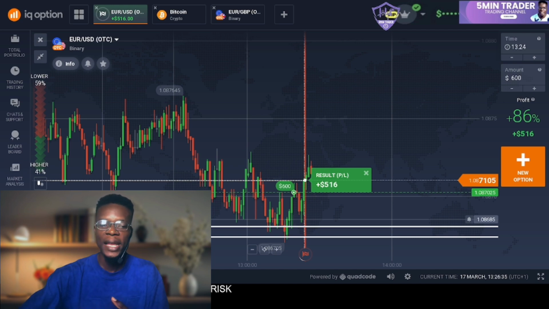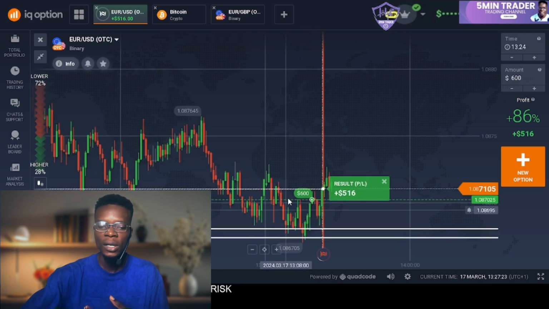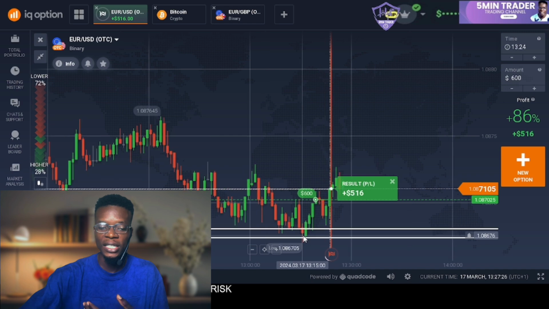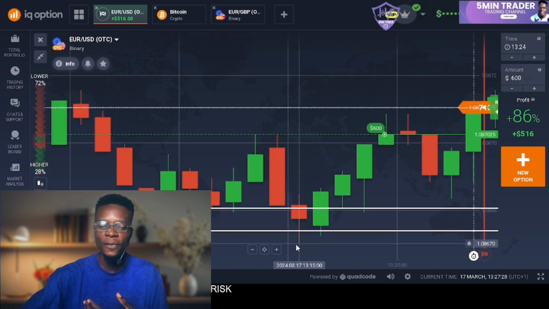So the price fell down to this support level, which has acted as a support in the past, and when the price came to this level, it rejected out of this level very quickly, and this was a candle that finished in favor of the buyers. Even though it is a red candle, this is a candle that the buyers won in this very 1 minute.